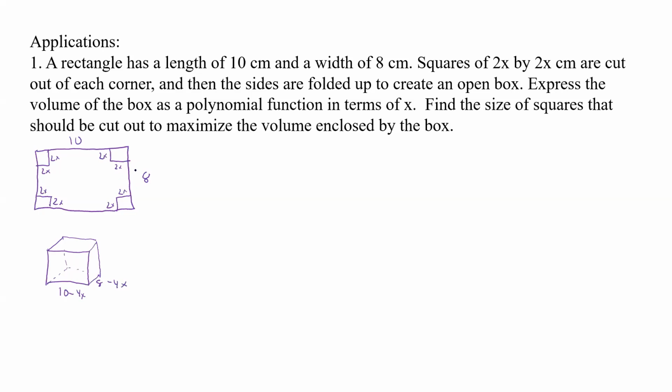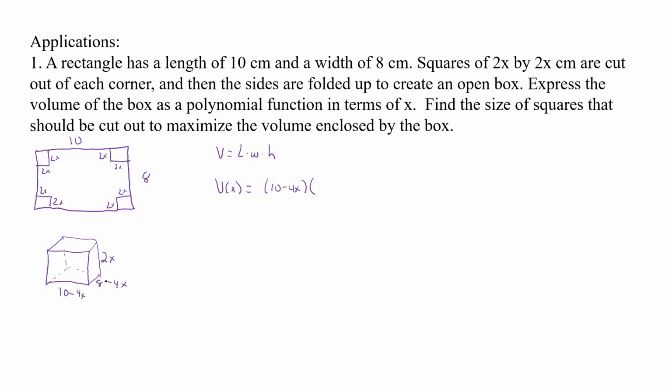And then our height, when we fold that up, it's going to be a height of 2x. So that's going to be what our box looks like. And again, it's not to scale, but it's how I can draw it anyway. And so that's going to be our box. Now, how do we find volume? Well, volume is just equal to length times width times height. And so since we're in terms of x here, we'll say v of x equals our length. Well, our length was 10 minus 4x.